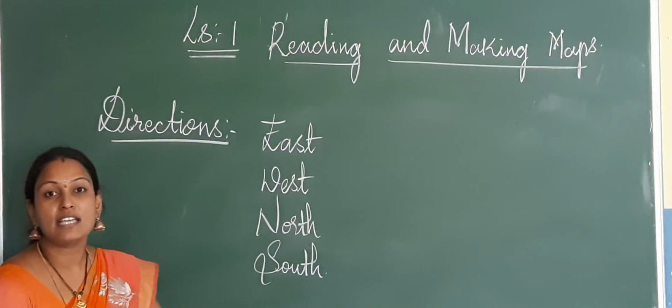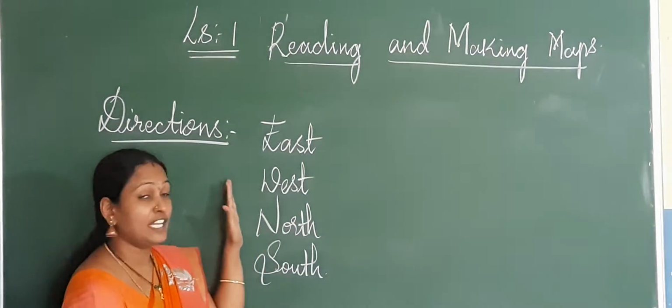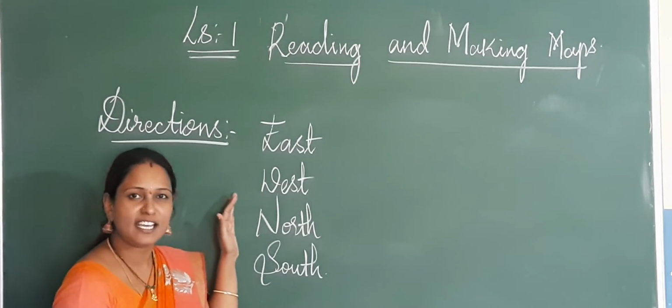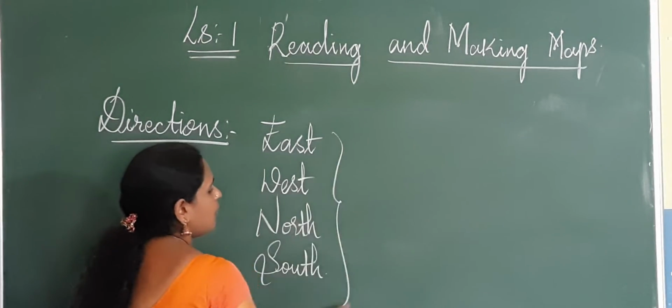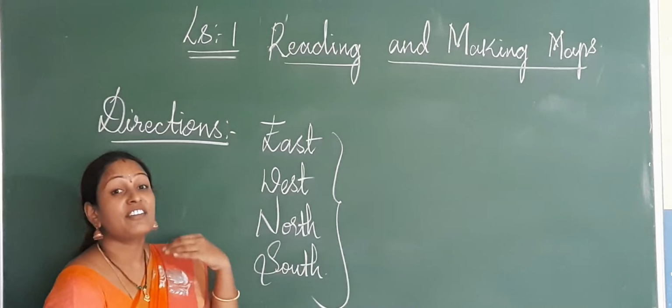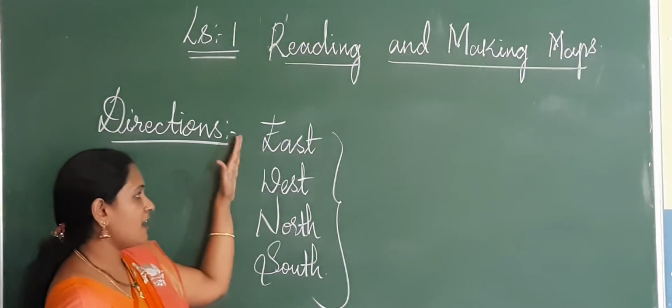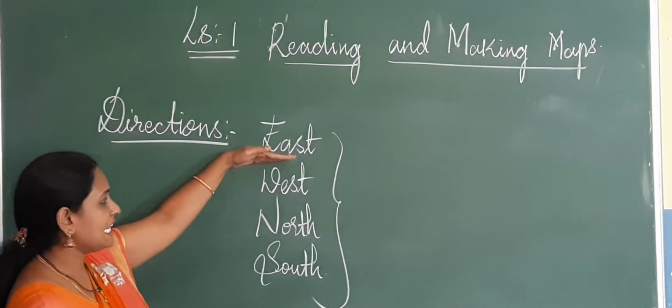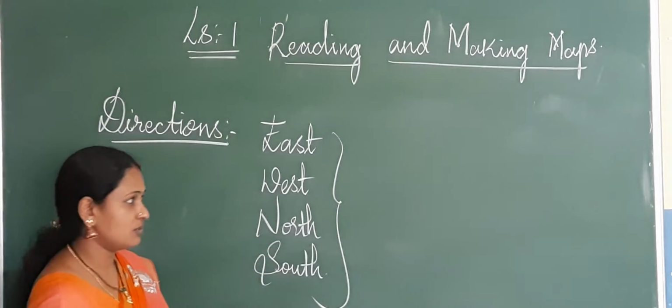Next topic is directions, children. Always it is very important in each and every second of your life, right? So how many directions are there? There are 4 directions. That is east, west, north and south, right?